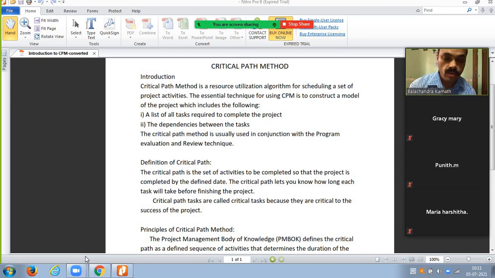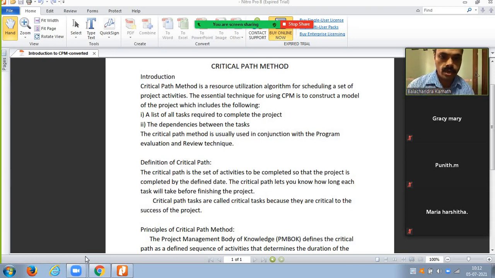So all these dependencies we must know to construct the network diagram. Now why do we say critical path? So critical in the sense these are critical activities. So critical path is the set of critical activities. That means they are very important for the success of the project. Without those tasks you cannot complete the project. That is why it is called critical path method.